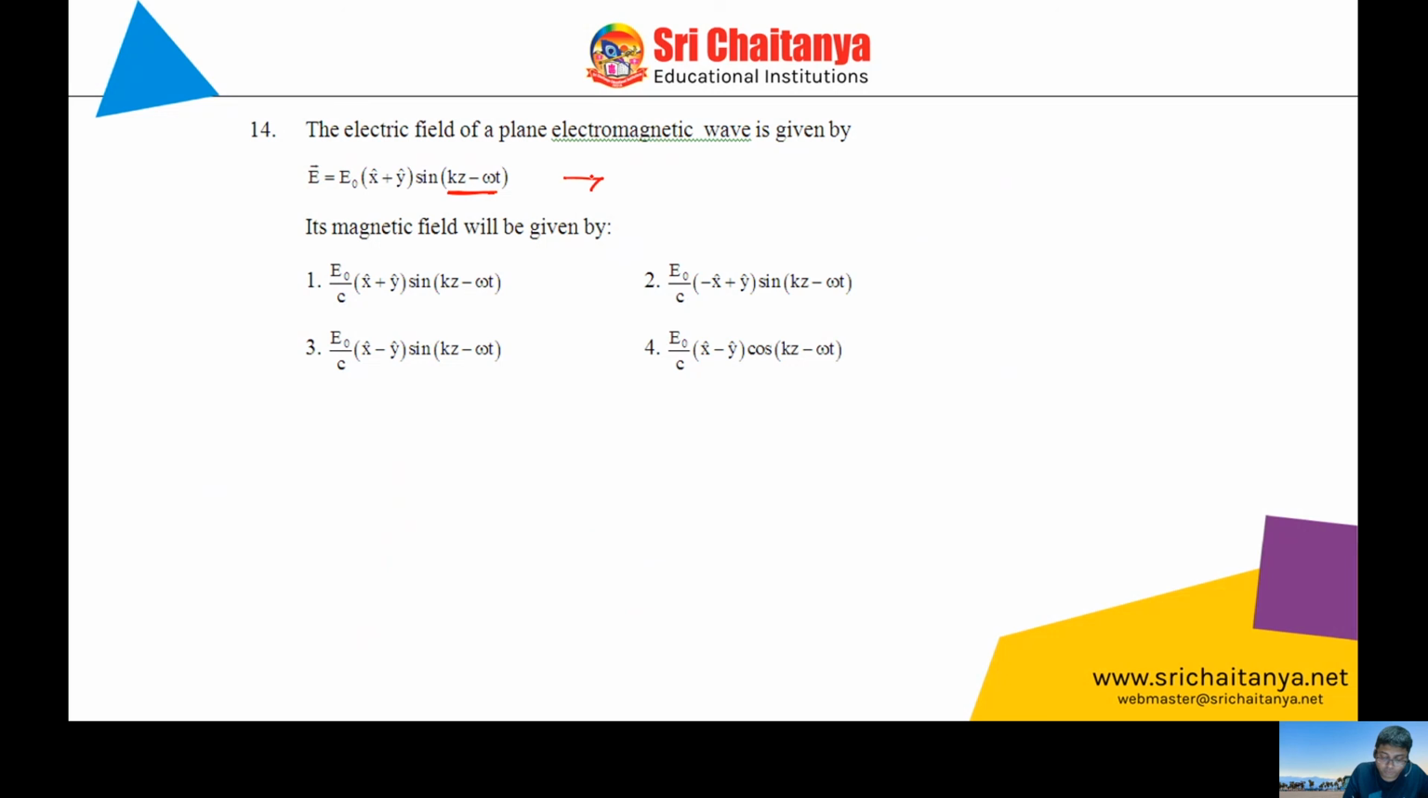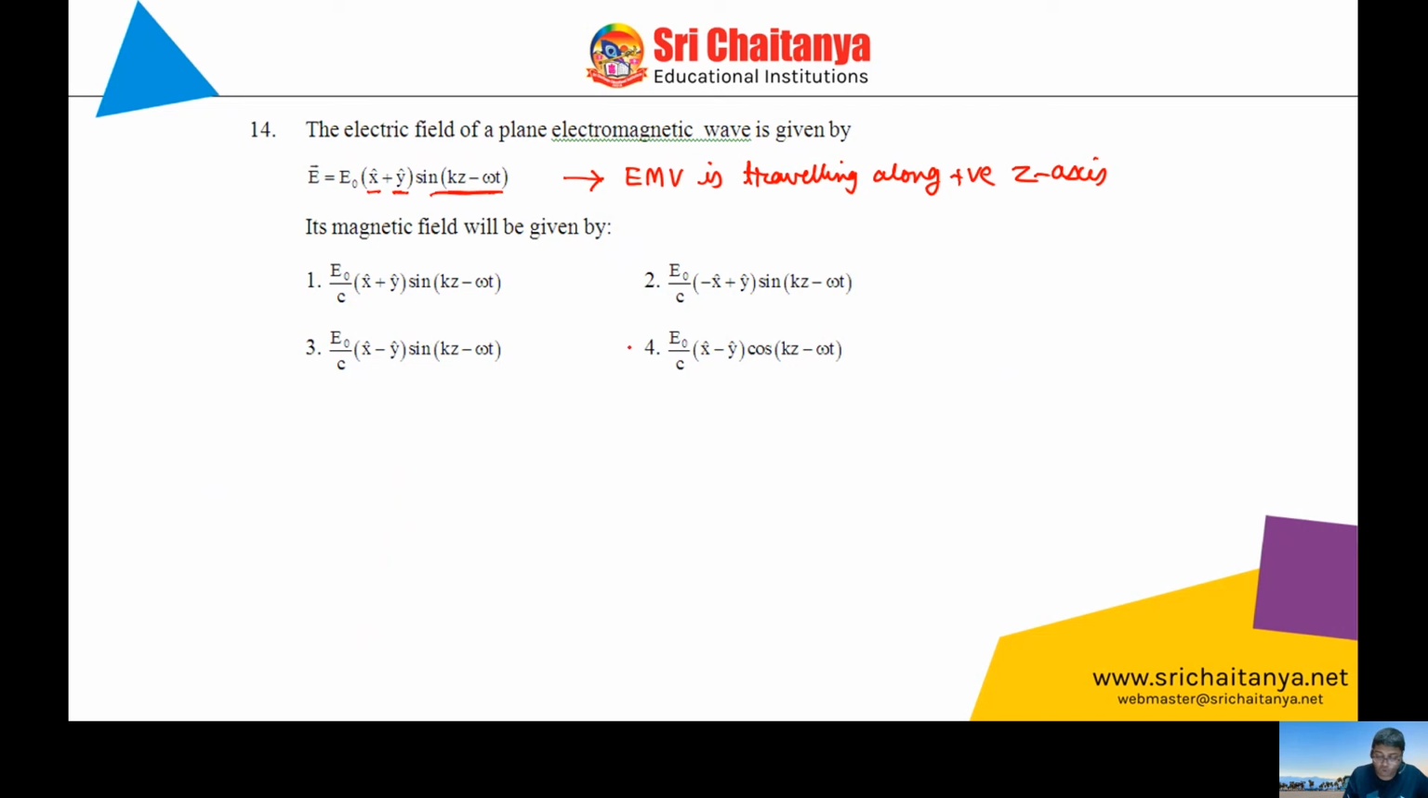From this kz minus omega t, we can simply say that the electromagnetic wave is traveling along the positive z-axis. That is one thing to notice. Another thing to notice is that the electric field is oscillating along the x cap plus y cap direction. A few things we need to understand when we write the expression for the magnetic field. First of all, its phase would be the same as the phase of the electric field. Here we have sine kz minus omega t, so in the expression for the oscillation of the magnetic field, we should also have sine kz minus omega t.